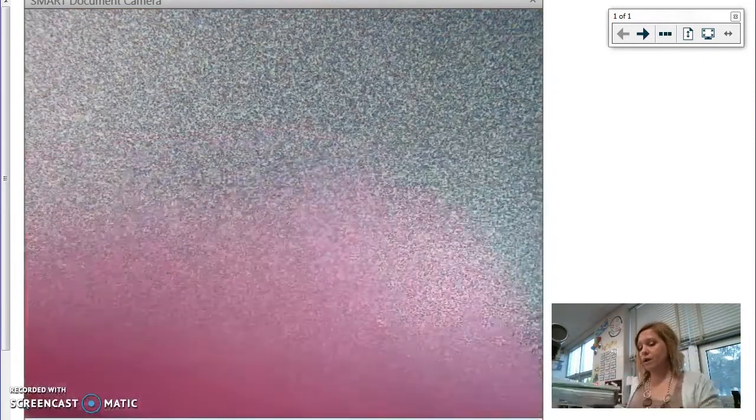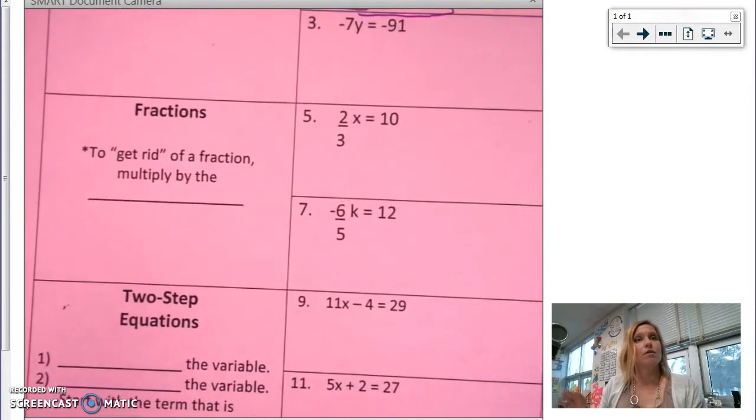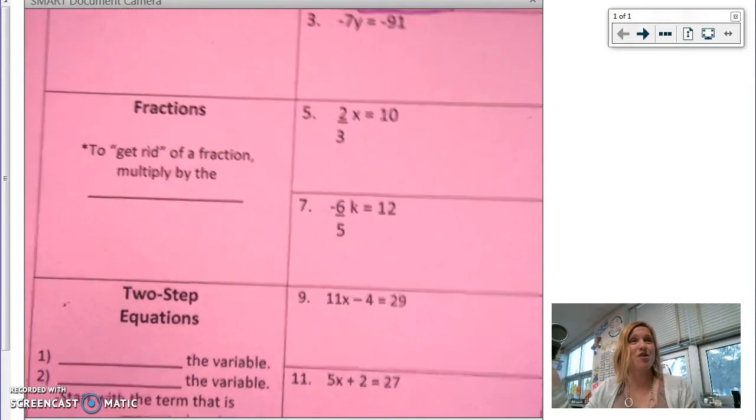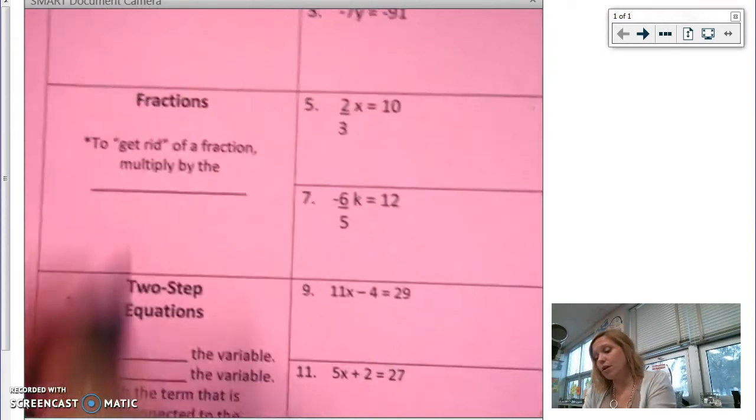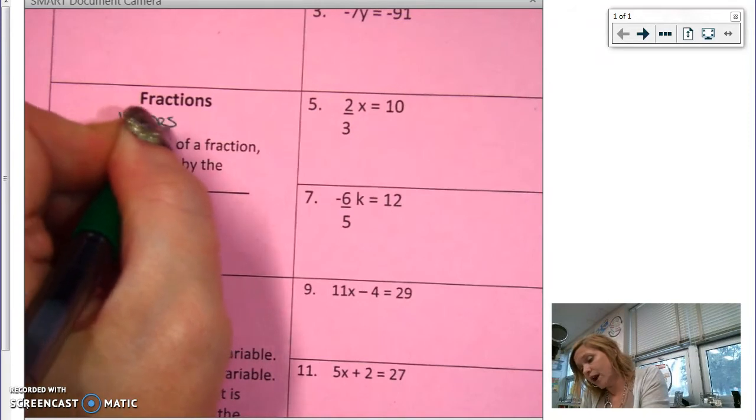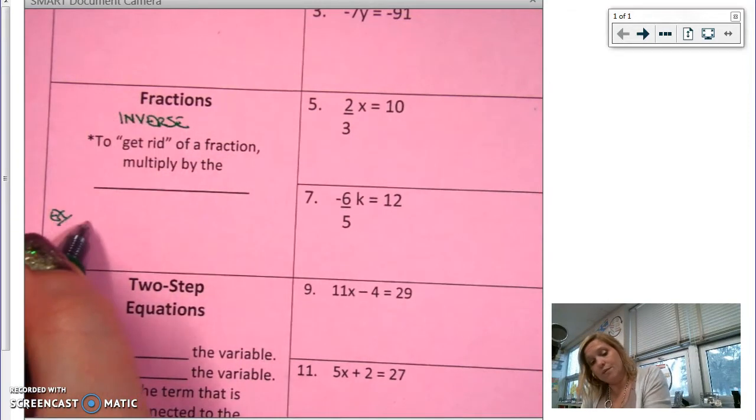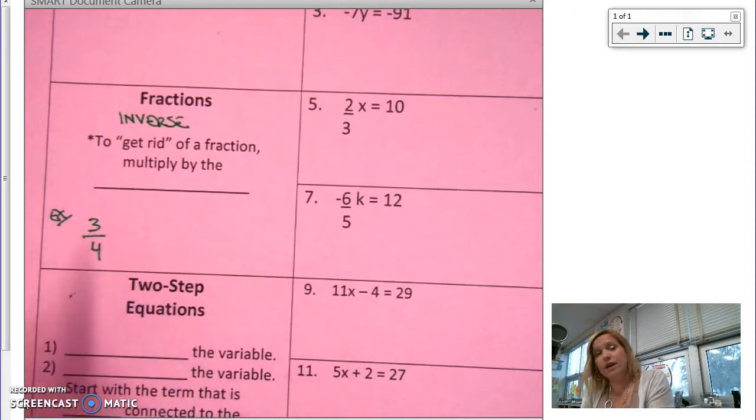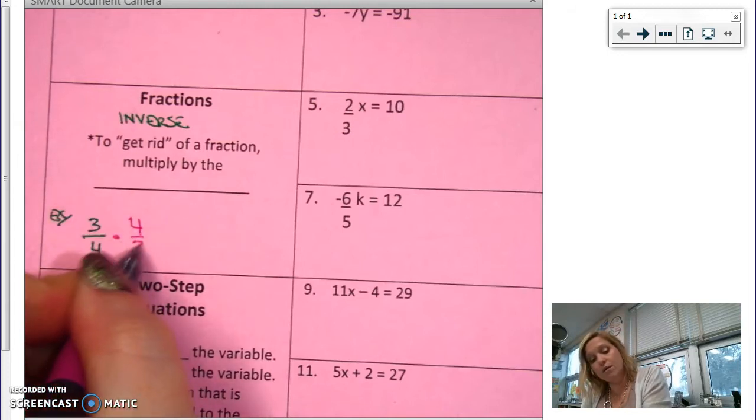All right, two-step equations. Before two-step equations, we're going to talk about fractions. So when you're dealing with fractions, in order to get rid of a fraction, we're really talking about taking the inverse of a fraction. So for example, 3/4, the inverse of 3/4 would actually be 4 over 3. It's switching the numerator and the denominator around.